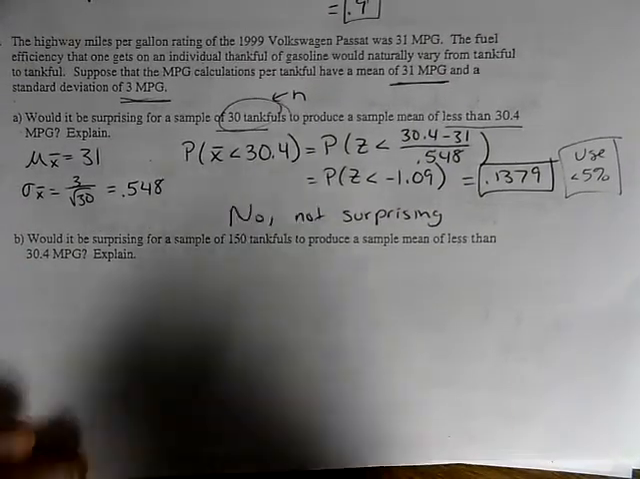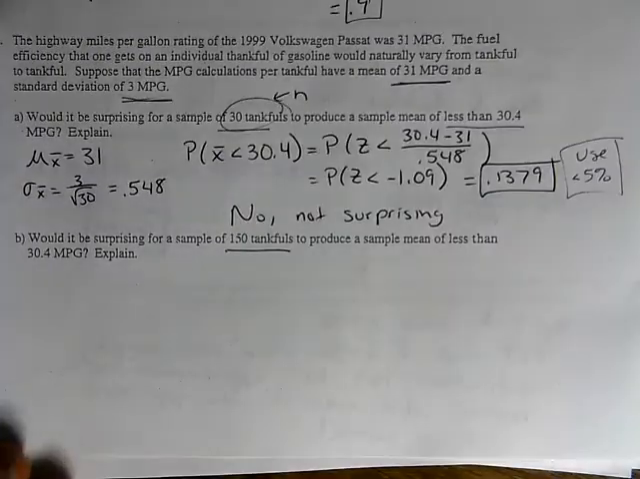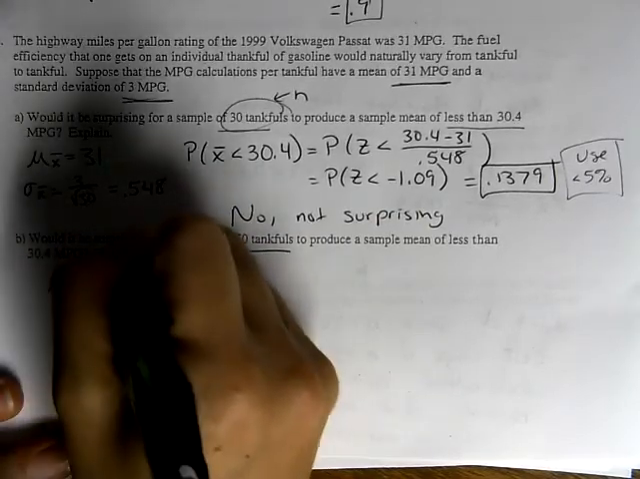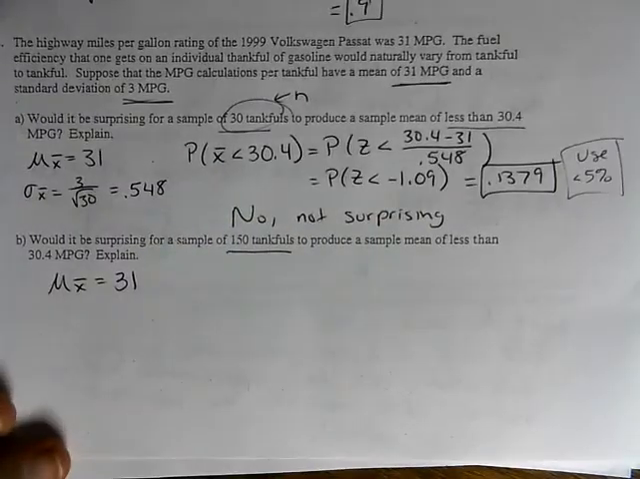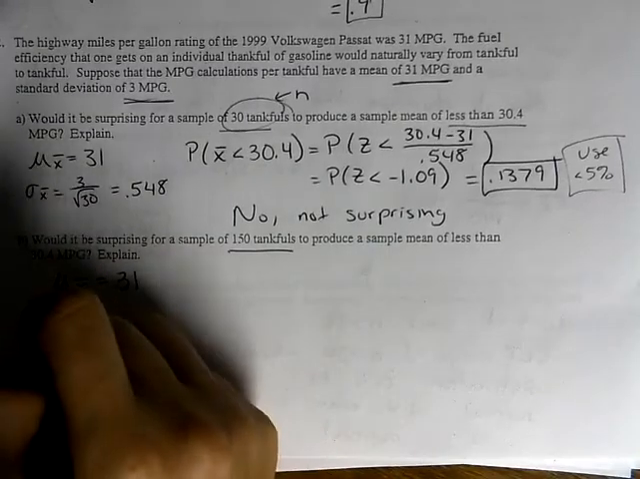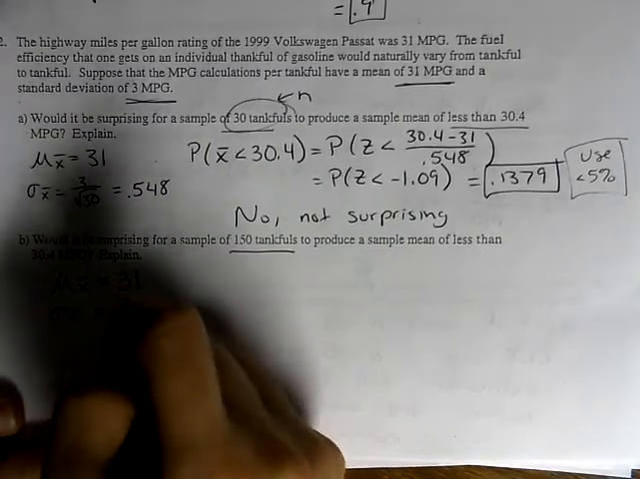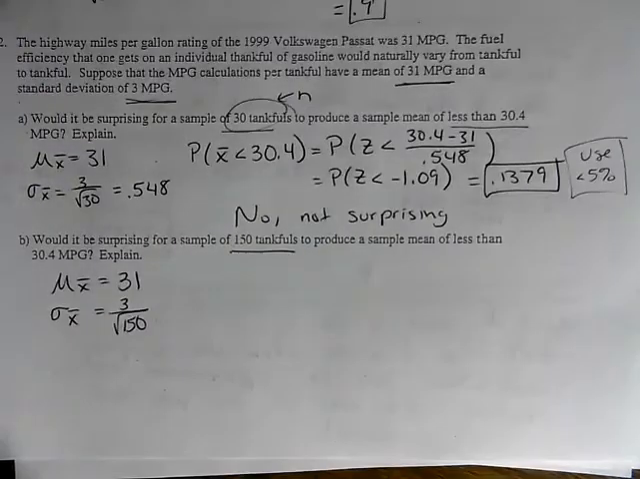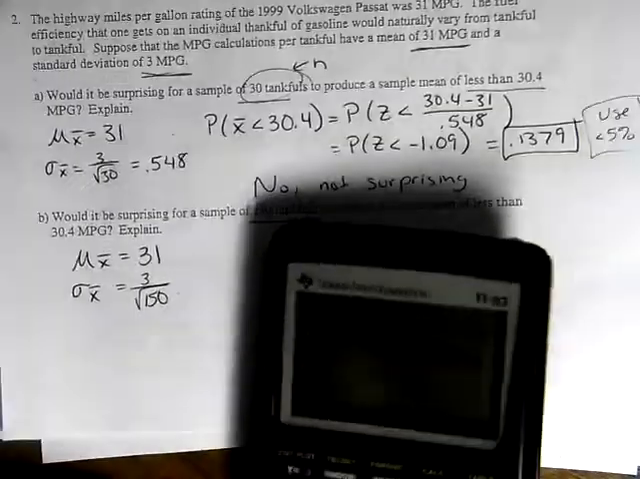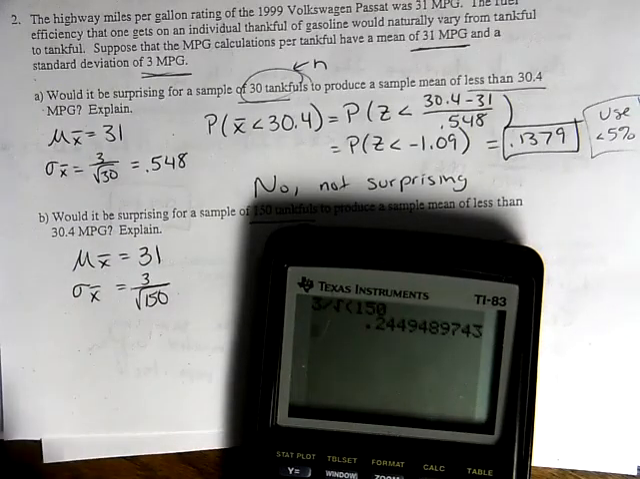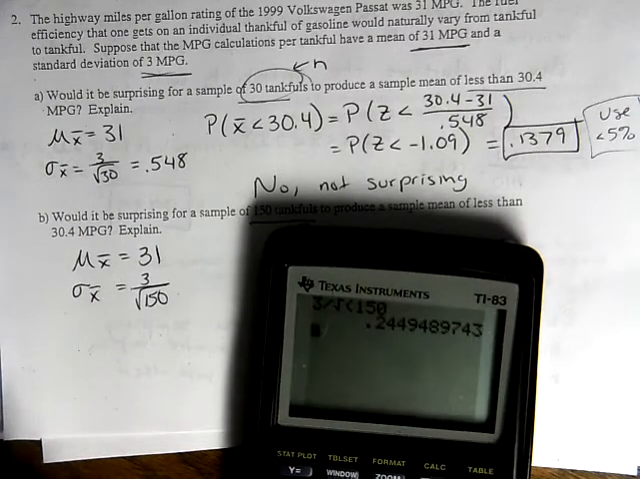Would it be surprising if a sample of 150 tankfuls then produced a sample mean less than 30.4 miles per gallon? So now we have a new sampling distribution. So the mean stays 31, but now our standard deviation, remember, is going to get much smaller. 3 divided by the square root of 150, so that's 0.245.